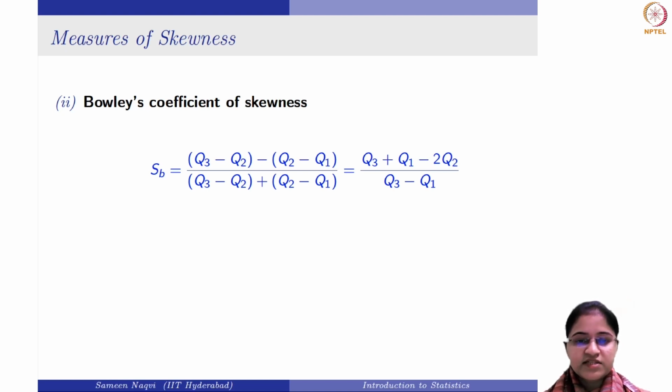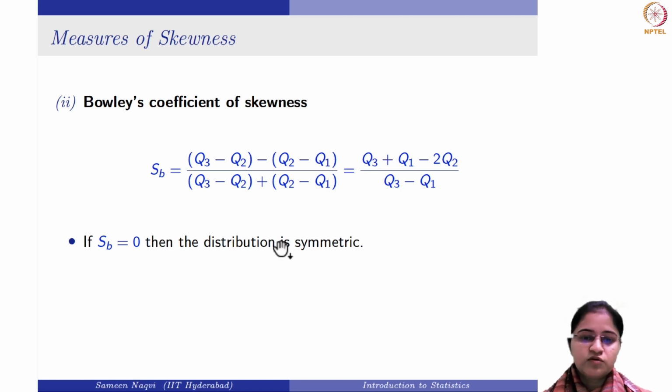And here, as I said just now, when will it be 0? When the numerator becomes 0. So numerator will be 0 in case of symmetric distributions, because in that case, the distance between the 50th percentile, that is median, and the 25th percentile would be the same as that of median and the 75th percentile. So this will become the same as this, and that is why your distribution would be symmetric.